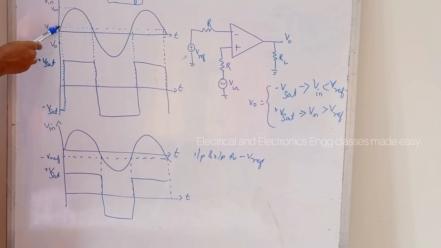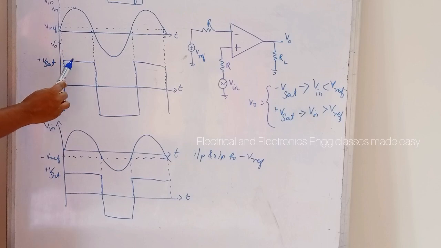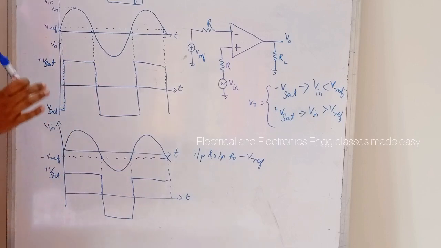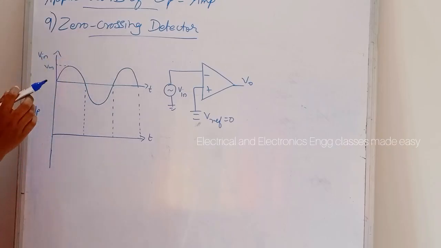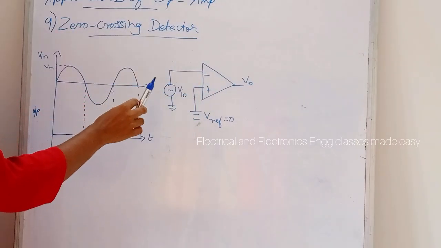Here this is the positive reference voltage. If V in is less than V reference, it is negative saturation, and if this V in is greater than this reference voltage, it is positive saturation. So this is about the non-inverting comparator. Next is the zero crossing detector. So this is the circuit diagram for the zero crossing detector.